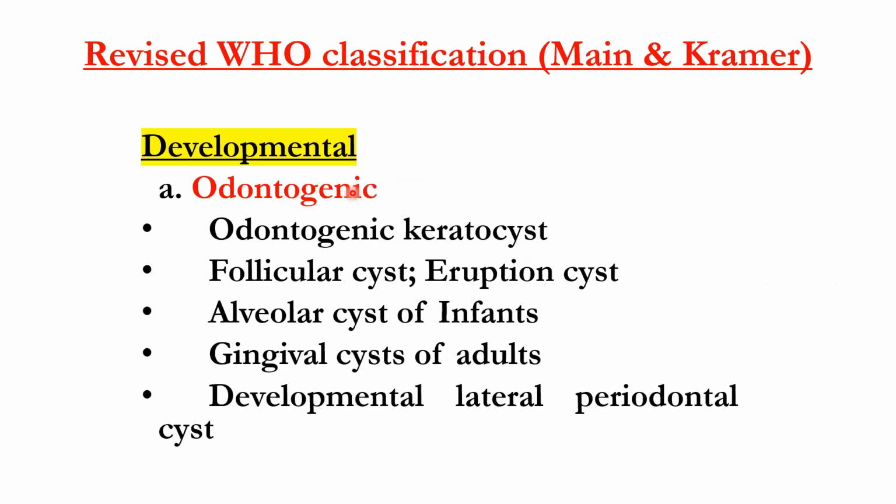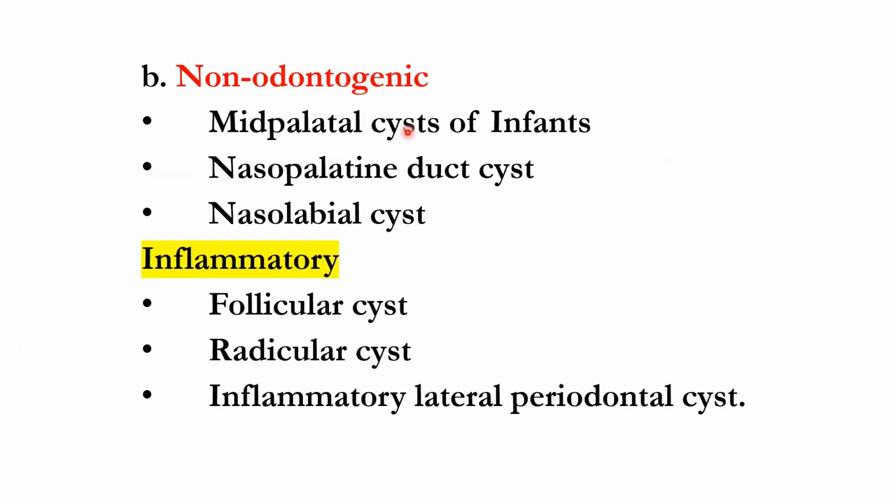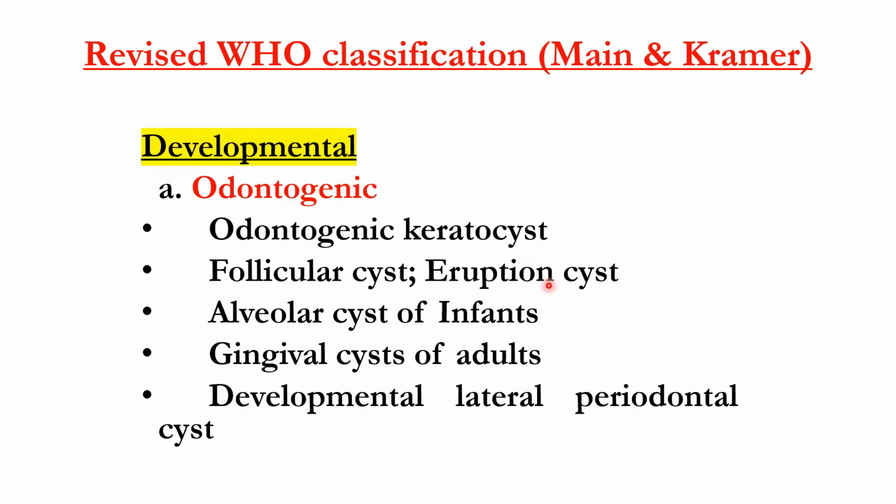The classification given by Main and Kramer is accepted by the WHO and is still followed today. So it is broadly classified as developmental cysts and inflammatory cysts. So these are the main two classifications, and under developmental cyst there are odontogenic cysts and non-odontogenic cysts.